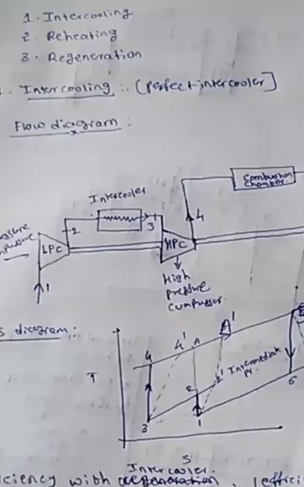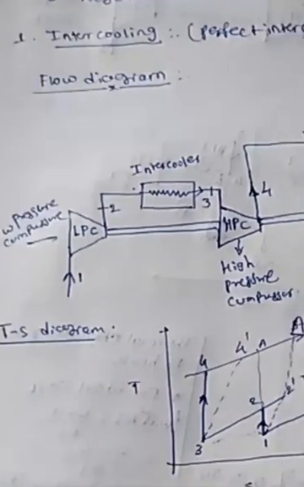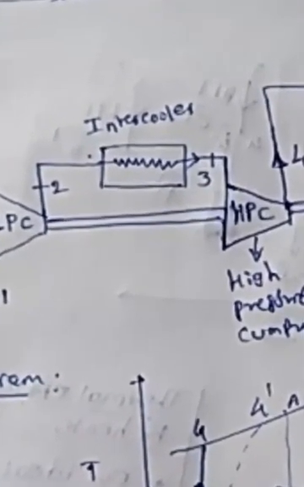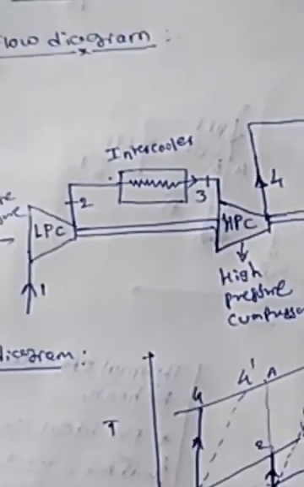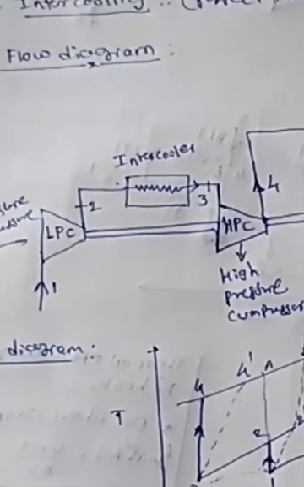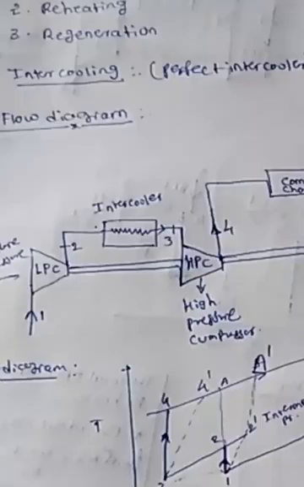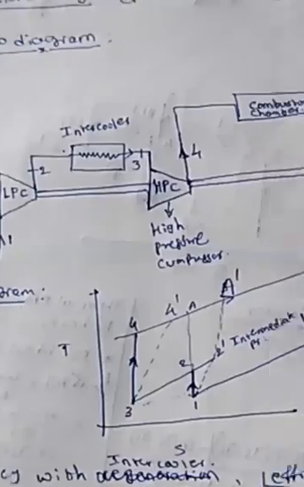Let us start with the flow diagram. What do we mean by an intercooler? It is just like a heat exchanger. It reduces the temperature from a high level to a low level. The intercooling method involves two compressors: one is the LPC, the low pressure compressor, and the other is the HPC, the high pressure compressor. In between you can observe there is an intercooler.